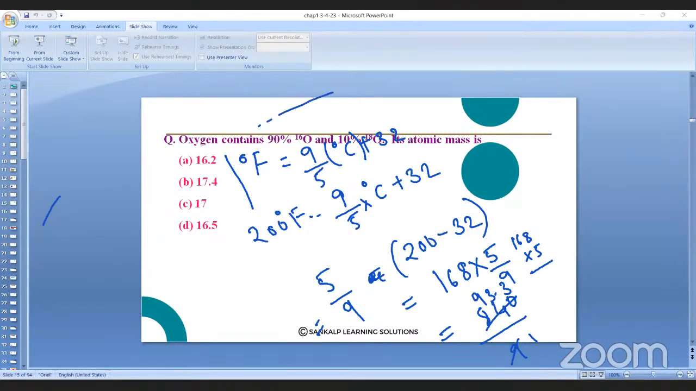So remember, whenever the temperature is given in Fahrenheit, you have to read the same in the Celsius scale. So this is the particular formula.